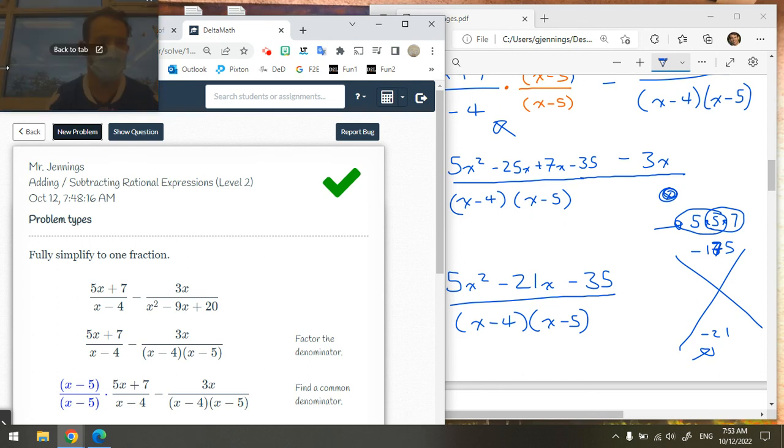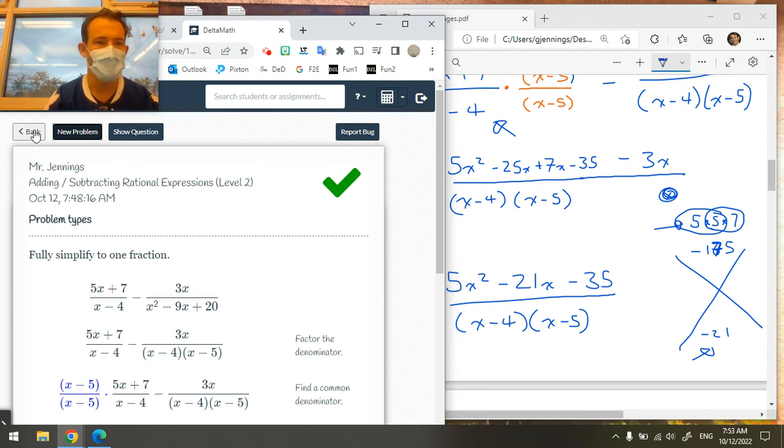All right, so these are more challenging problems in the level 2, and they can be more similar to what you're going to find in the textbook for practice. All right, everyone. Any questions? Absolutely send me an email.